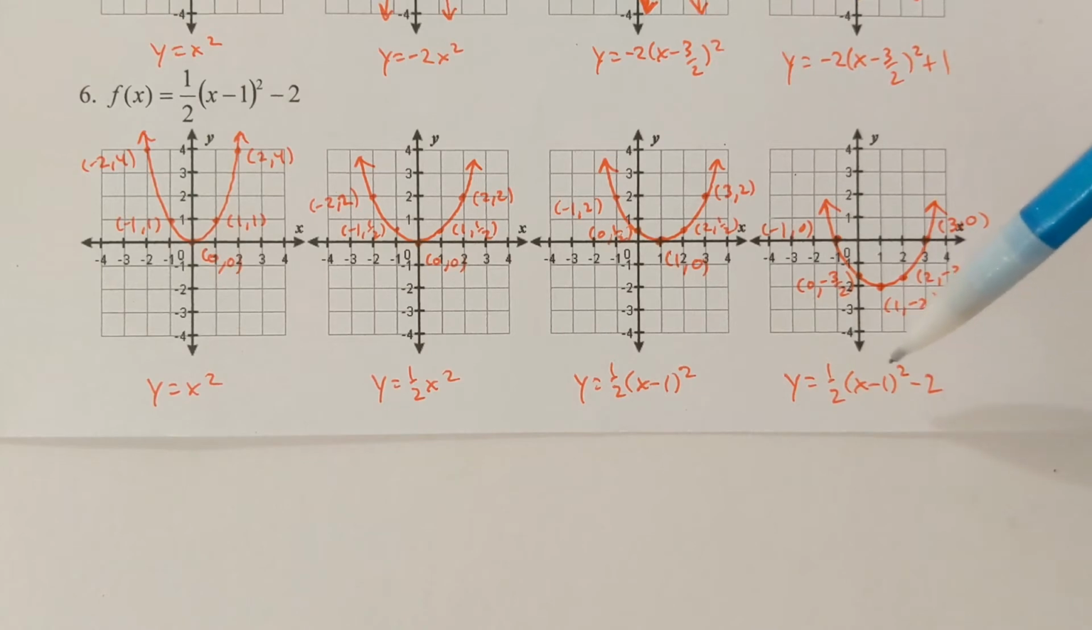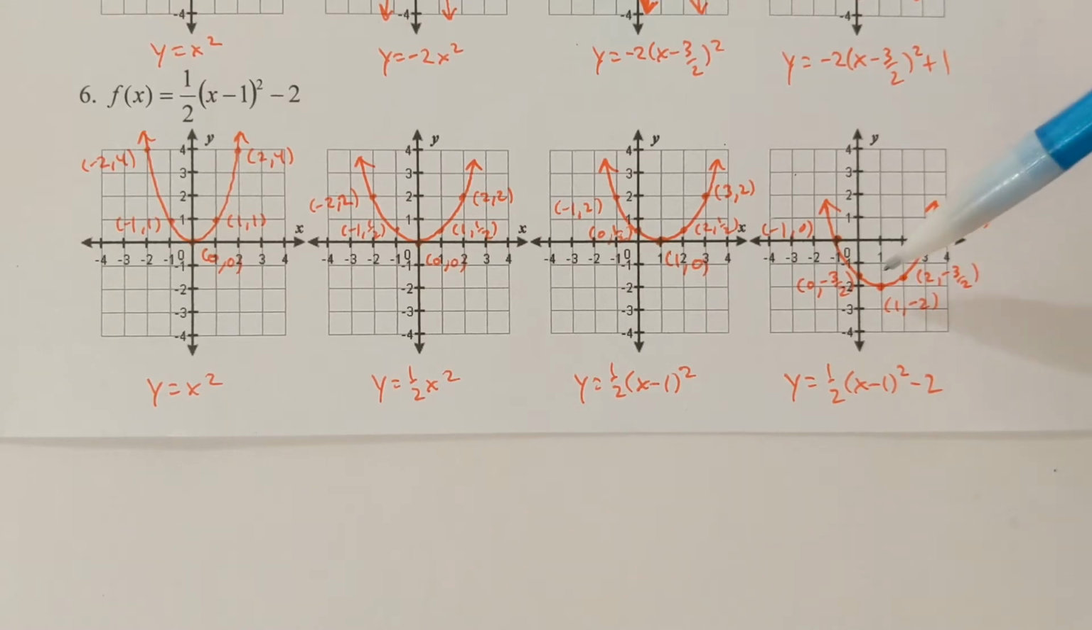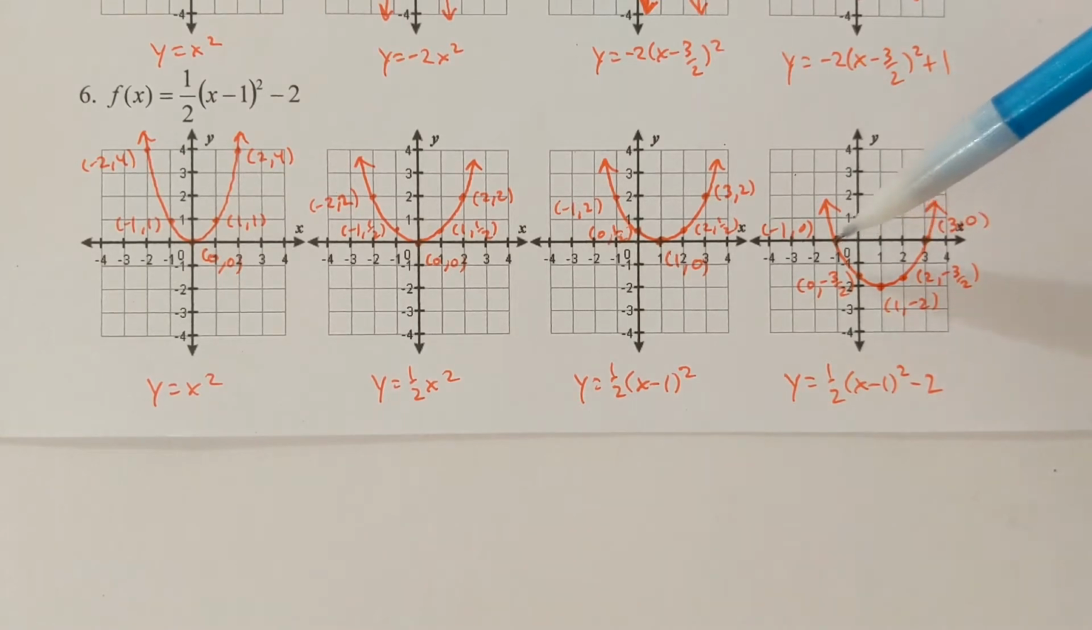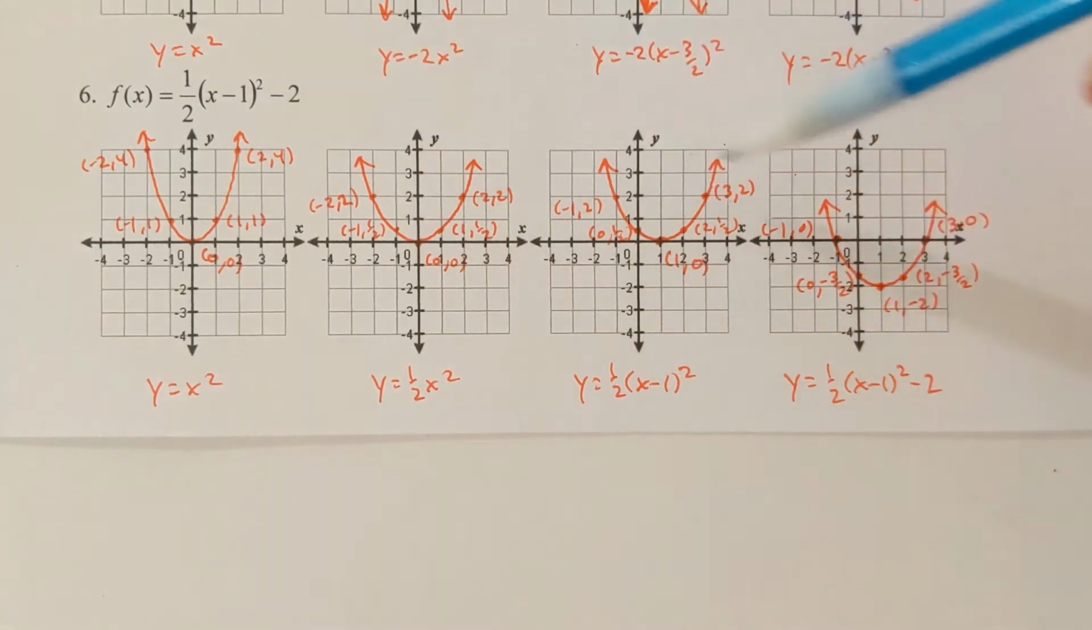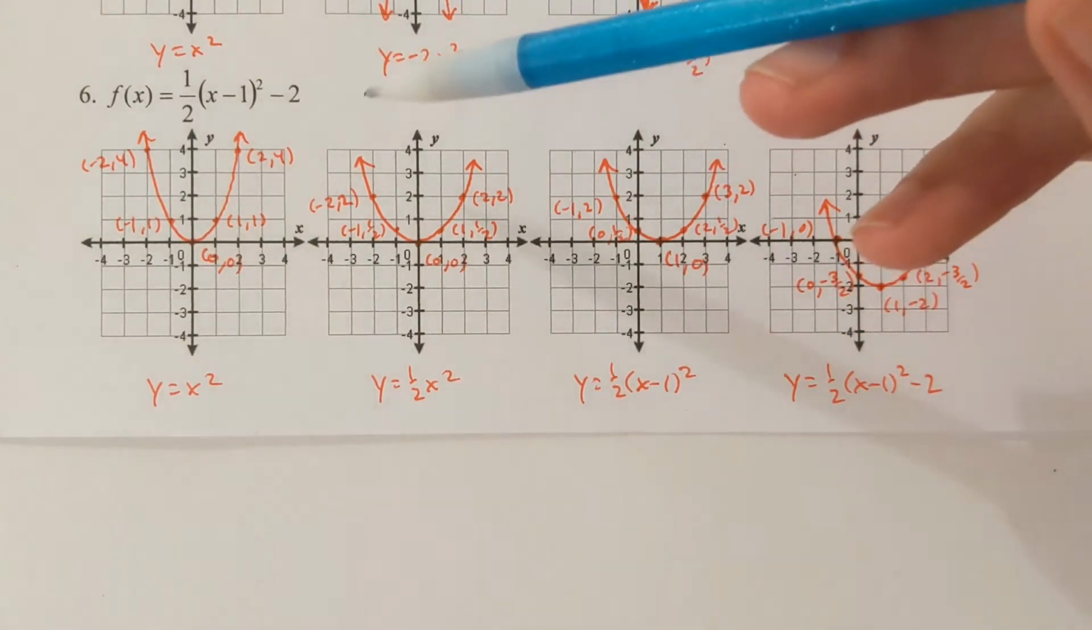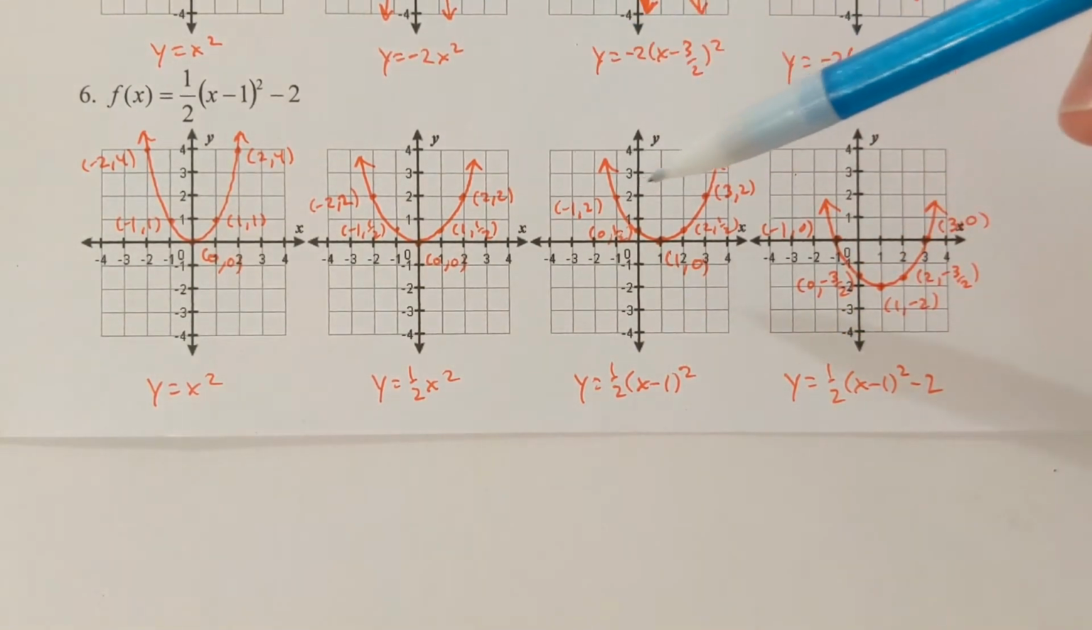And for the last graph, I'd go down 2 units. So (1, negative 2) is on the graph, (2, negative 3 halves) is on the graph, (0, negative 3 halves) is on the graph, (3, 0) is on the graph, and (negative 1, 0) is on the graph. And again, the vertex is at (1, negative 2). That's something I can know immediately just by looking at the function.